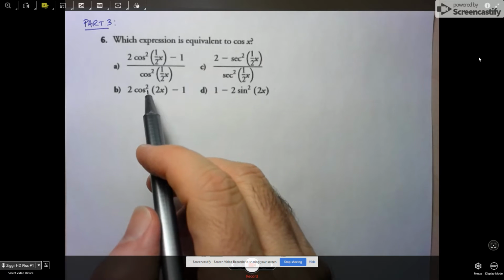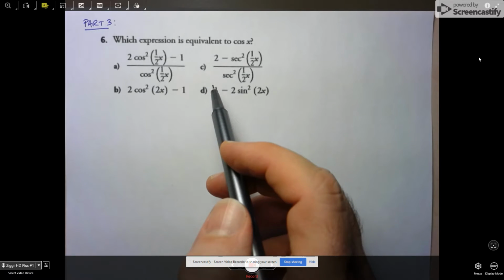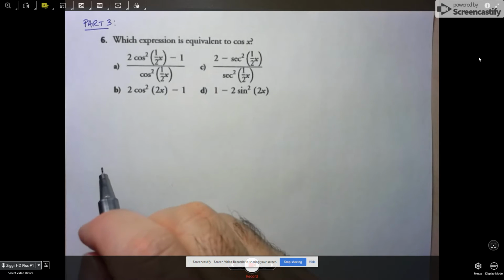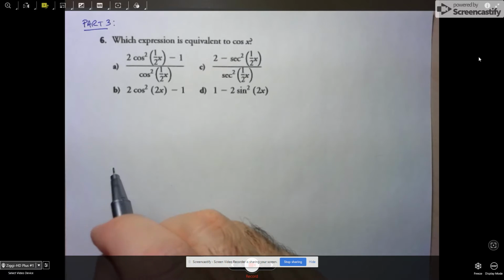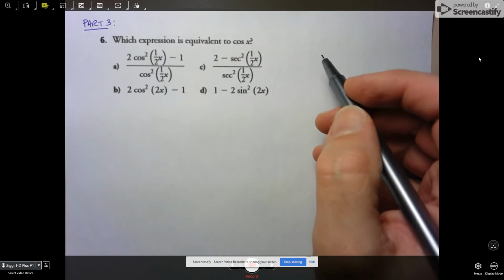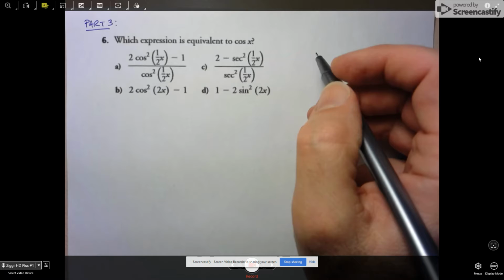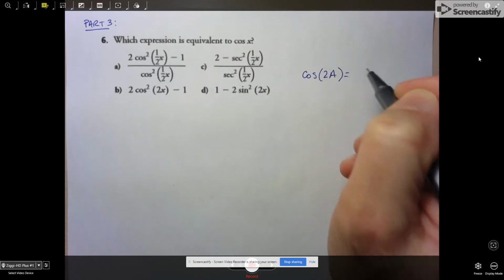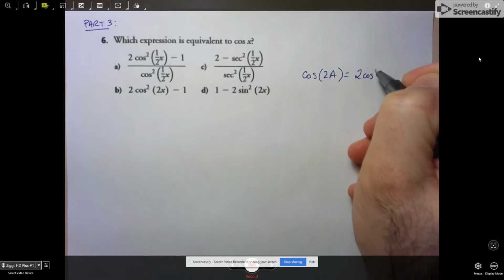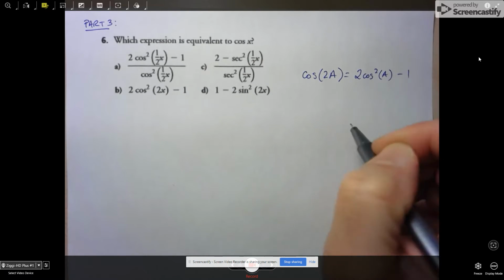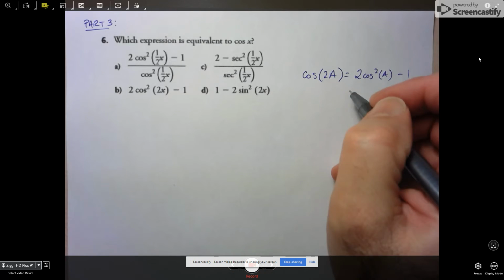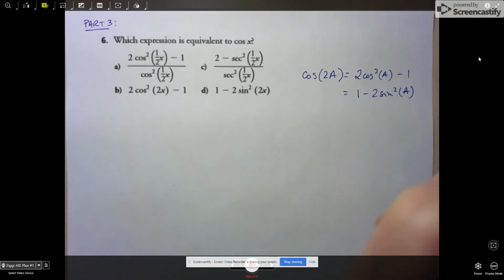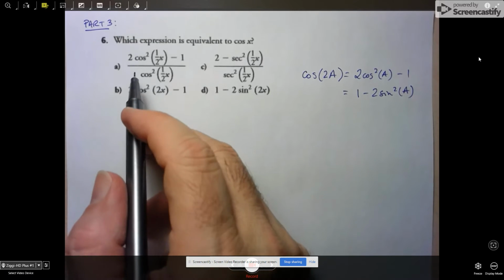I look at these three, A, B, and D, and I notice they all have something in common. This portion here and these two look a lot like the cosine double angle formula. Let me write it down on the side for reference. Cosine double angle formula says that cos of 2 times some angle is equal to 2 times cos squared of that angle minus 1, or, the other version, if I take a look at D, 1 minus 2 sine squared of that angle. This is what I'm going to use to help me simplify some of these.